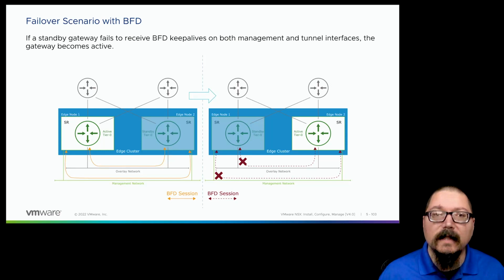So when I lose both of the BFD probes, then we'll trigger a failover response, and my active service router on an edge will fail over to the standby service router.